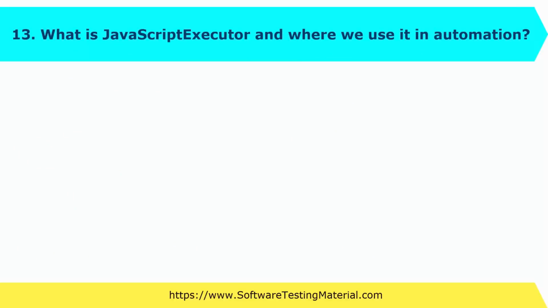What is JavaScript Executor? And in which cases will JavaScript Executor help in Selenium automation? In general, we click on an element using the click method in Selenium. For example, driver.findElement by id value dot click. Sometimes web controls don't react well against Selenium commands, and we may face issues with the above click statement.